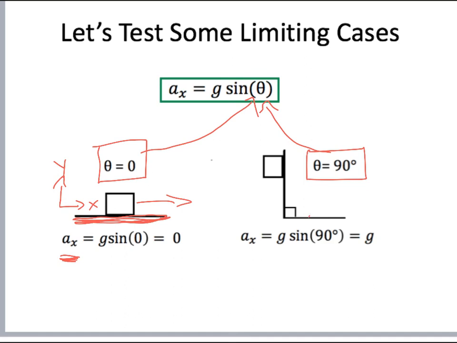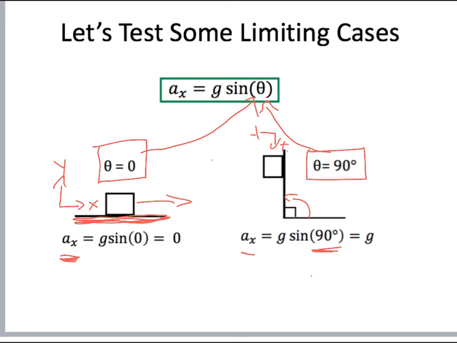If I have my inclined angle at 90 degrees, so it's a right angle, and again my xy points like this, this will be my x-axis, and this will be my y-axis. When you plug in 90 degrees for theta, you get a sub x is g times the sine of 90 degrees. The sine of 90 degrees is 1, and so you get that the acceleration is g.